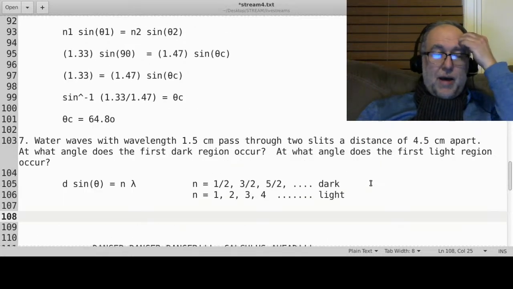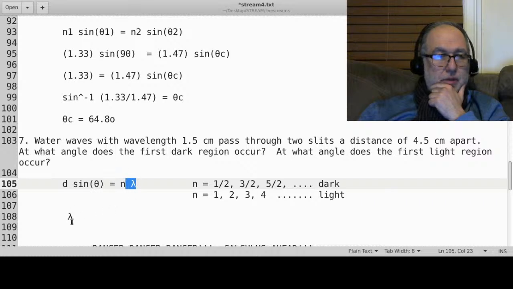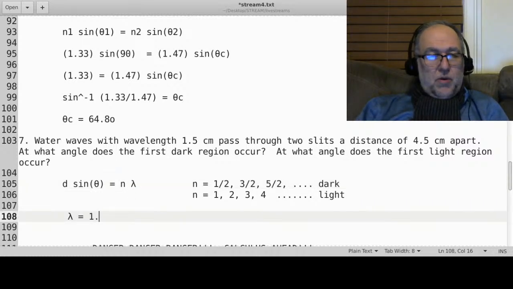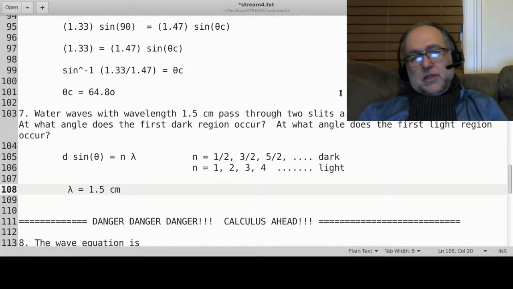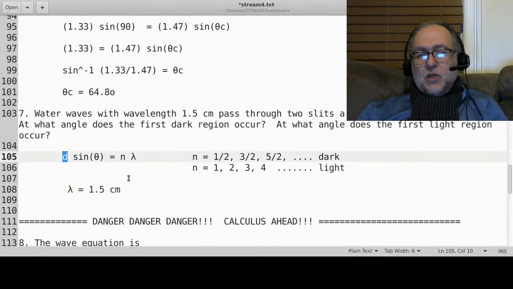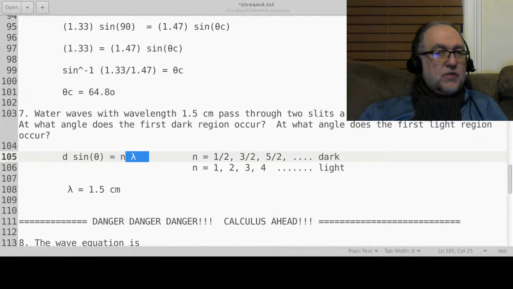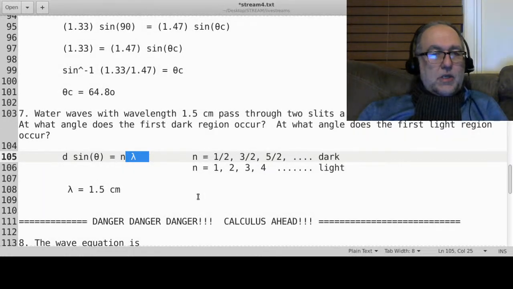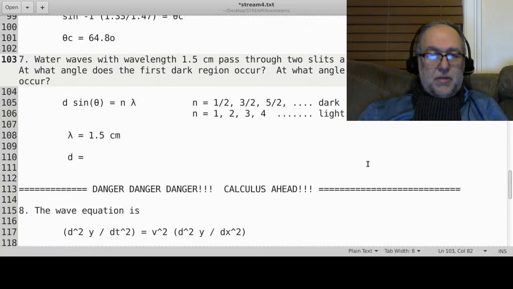So let's go through the problem. Water waves with a wavelength of 1.5 centimeters. That's your lambda, so lambda is 1.5 centimeters. In this problem, you don't have to convert to meters, because if you work in centimeters with d and with lambda, it'll work out. So let's work with centimeters. Now d is the distance between the two holes, and that's 4.5 centimeters.